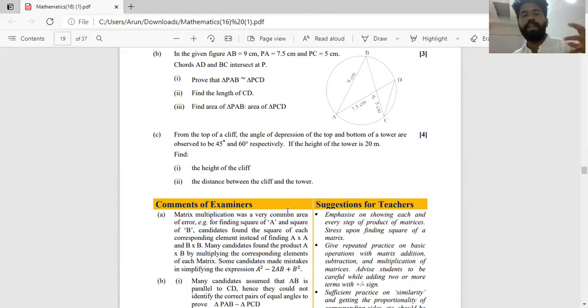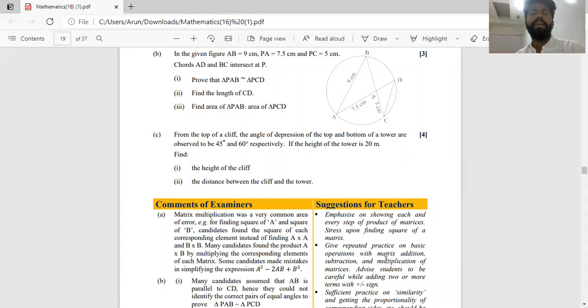So basically what we need to stress upon is you have to know how to multiply two matrices properly. So you have to practice thoroughly. You have to show each and every step of product of matrices, and please practice a few sums on squares of matrices so that you don't end up squaring all the elements individually when you have been asked to calculate the square of a particular matrix.